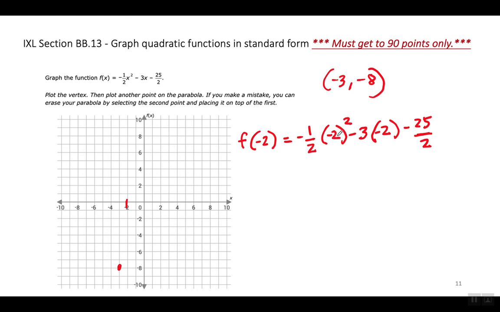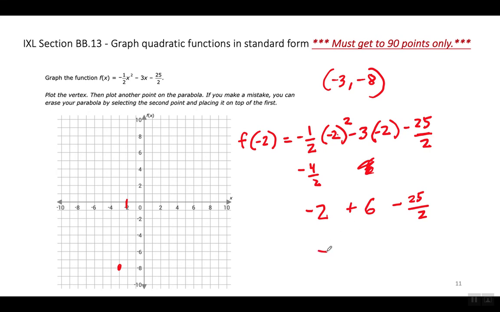All right, so anyways, right here, -2 to the second power is +4. 4 times -1/2 is going to be -4/2, and -4/2 is going to equal -2. Okay, now here, -3 times -2 is +6. Okay, let's just leave it like that. And right here I have -25/2. I probably should have just left this as a fraction. So let me change -2 back to what it was before.